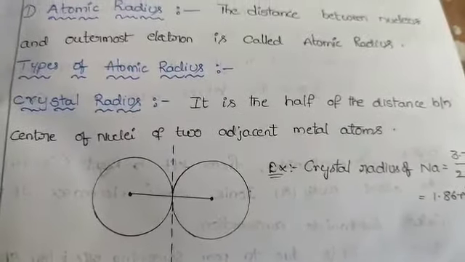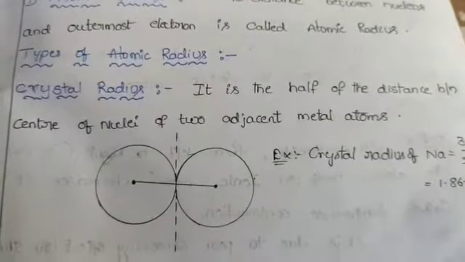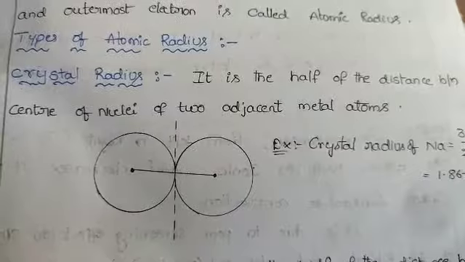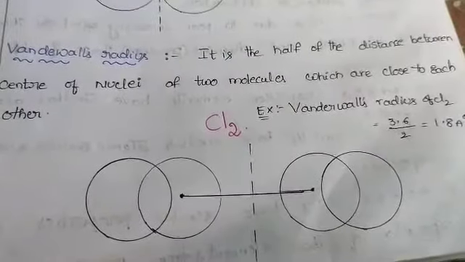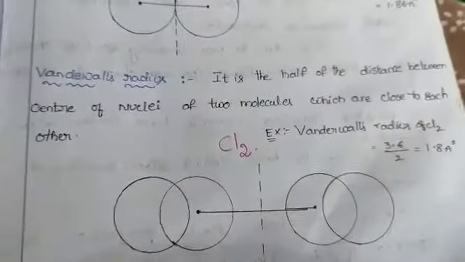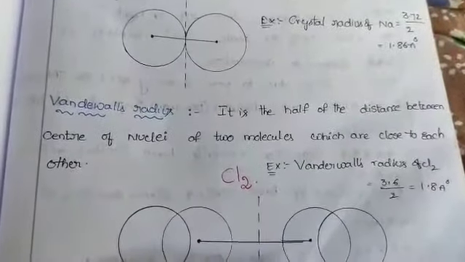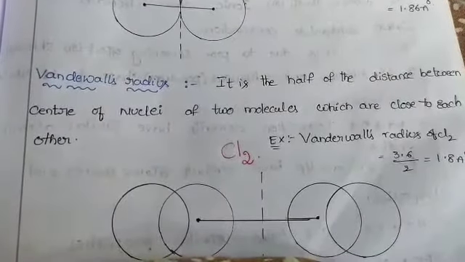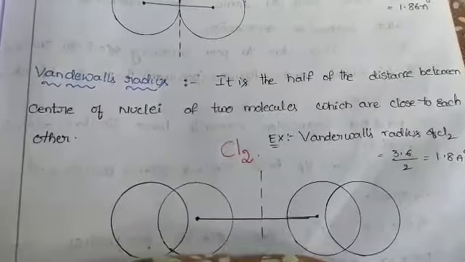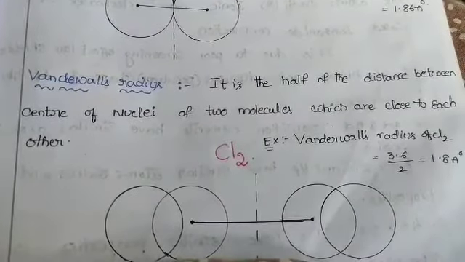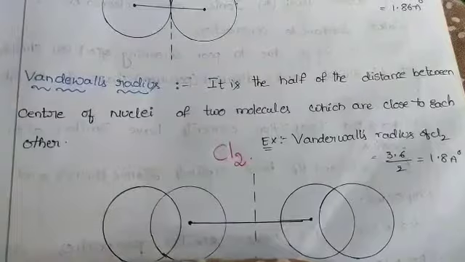What is van der Waals radius? It is half of the distance between the centers of nuclei of two molecules which are close to each other. Look at this example. Consider two molecules whose centers are close to each other.